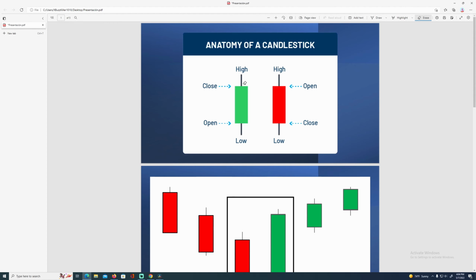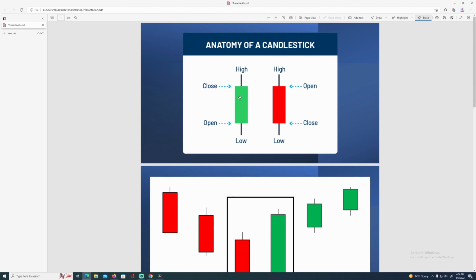Now, the candlestick is made of the body and the wicks. We already talked about the wick: the top of the wick is the high, and the bottom is the low. The way we read the body is, for example, on a bullish candle, which means a green candle when the market is going up. The bottom of the body is what we call the open, and the top of the body is what we call the close.